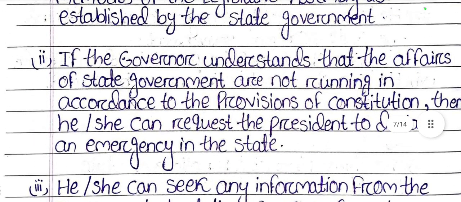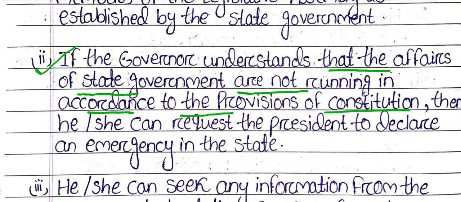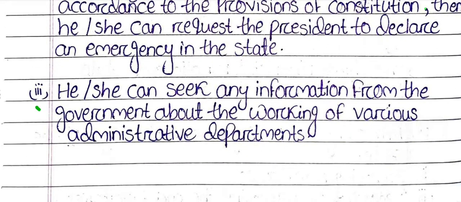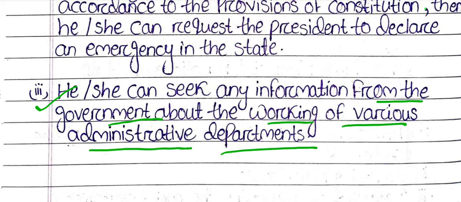Okay, then the second point is, if the governor understands that the affairs of the state government are not running in accordance with the provisions of the constitution, then he or she can request the president to declare an emergency in the state. Third, he or she can seek any information from the government about the working of various administrative departments.